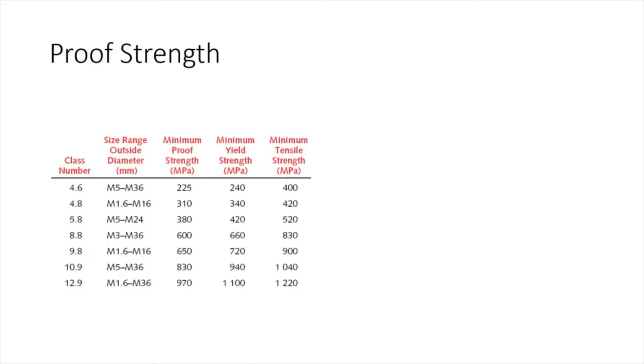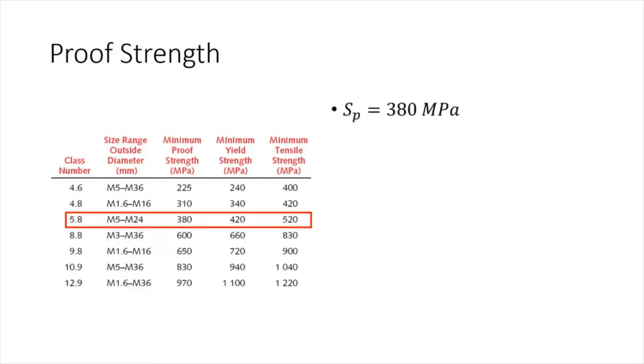Then, it seems we need to find the proof strength of our bolt to calculate the preload. We can find this value using the table on the left. We know that the class number of our bolt is 5.8. If we check that row, we see that the proof strength is 380 megapascals and the yield strength is 420 megapascals.